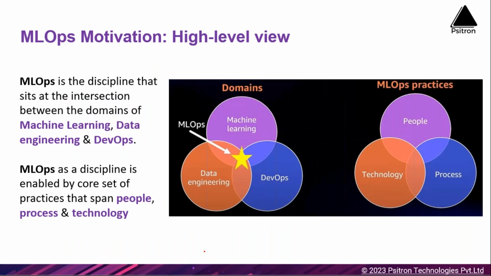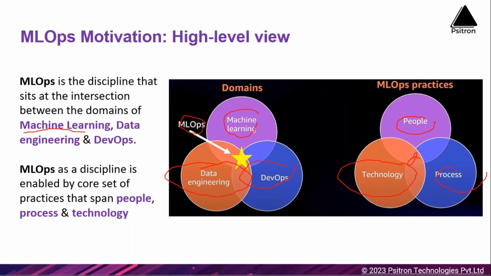As we are discussing, MLOps is a discipline that sits at the intersection between various domains of stakeholders. For example, if you consider the domains of machine learning, DevOps, and data engineering, the intersection is what we call MLOps, machine learning operations. This intersection of these practices comes together, which really drives how we build, deliver, and manage your machine learning models. When it comes to MLOps as a discipline, it's enabled by a core set of practices, what we call people, process, and technology, the MLOps practices.